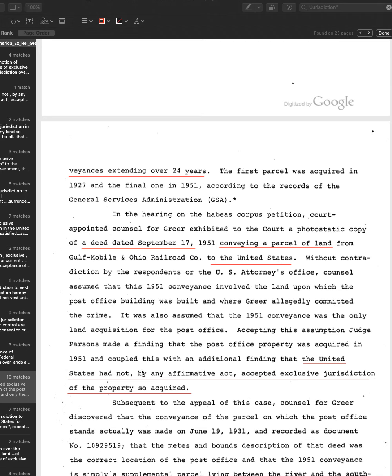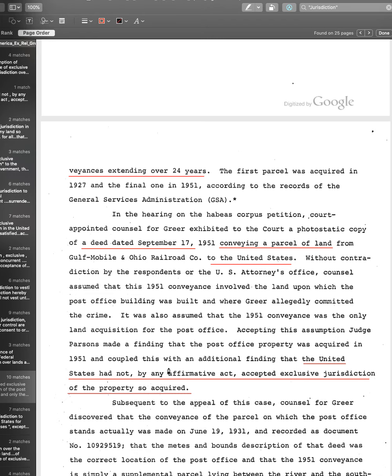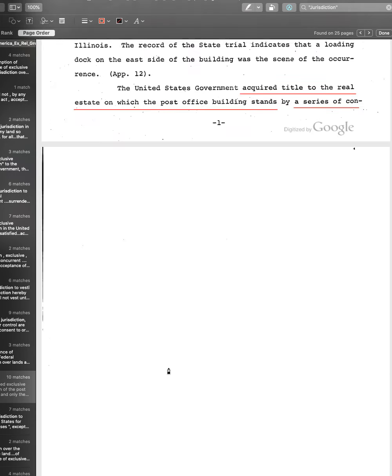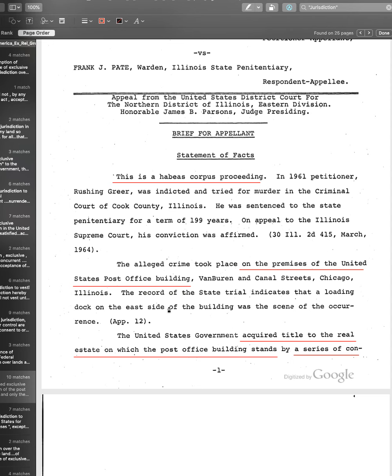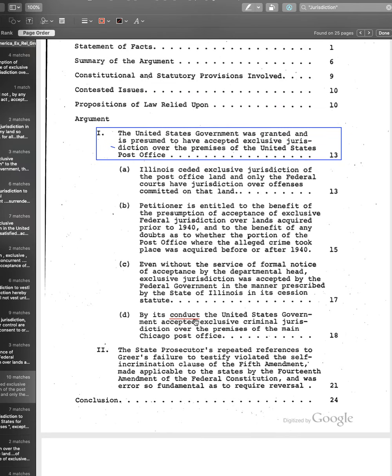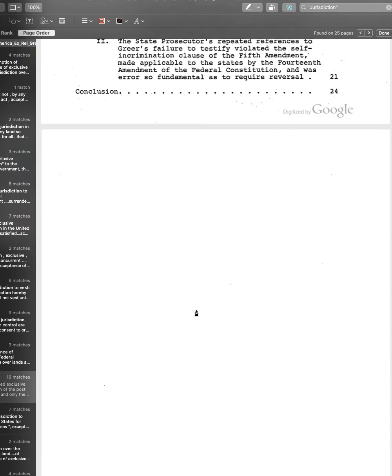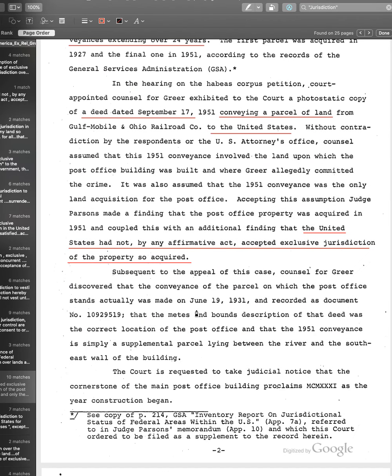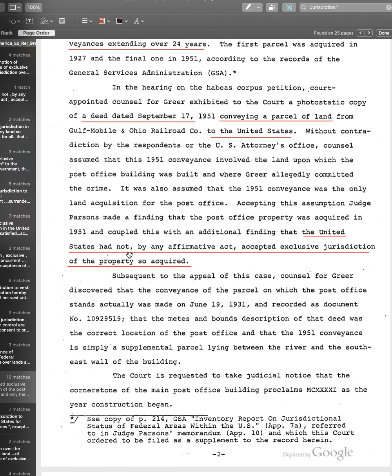Accepting this assumption, Judge Parsons made a finding that the post office property was acquired in 1951, coupled with an additional finding that the United States had not, by any affirmative act, and that is important, it has to be affirmative, not by conduct, but affirmative, accepted exclusive jurisdiction of the property so acquired, meaning the state still had some jurisdiction over the property.